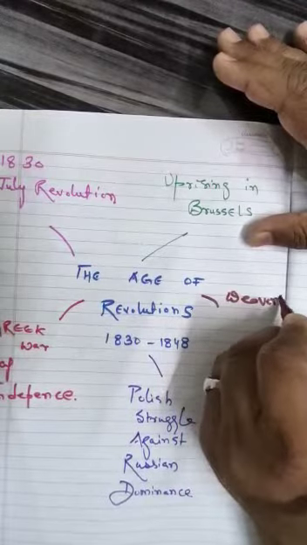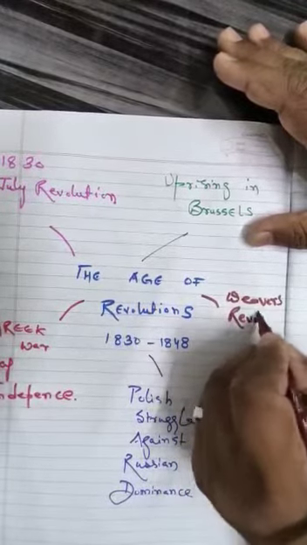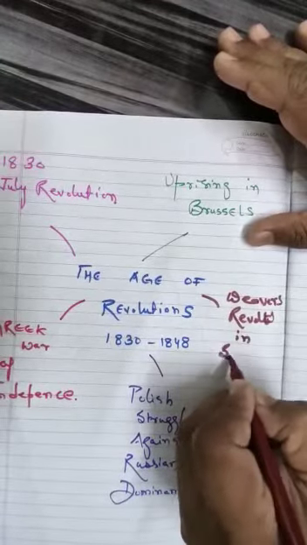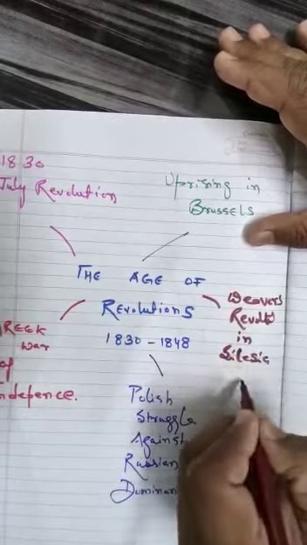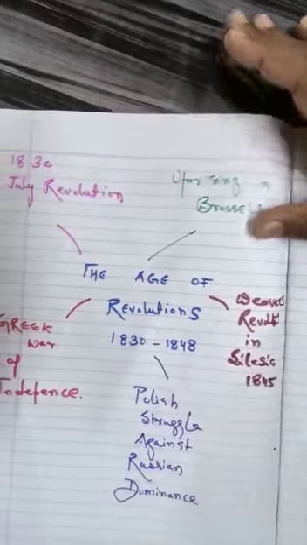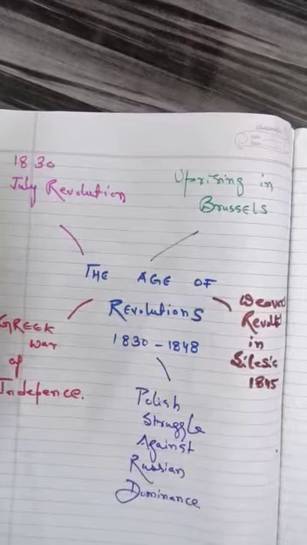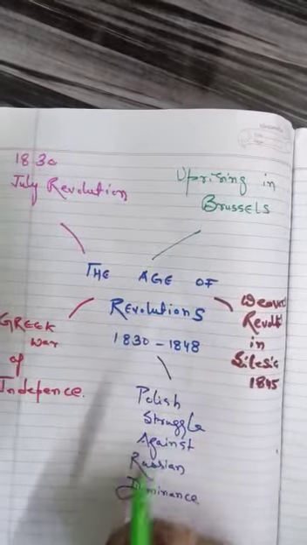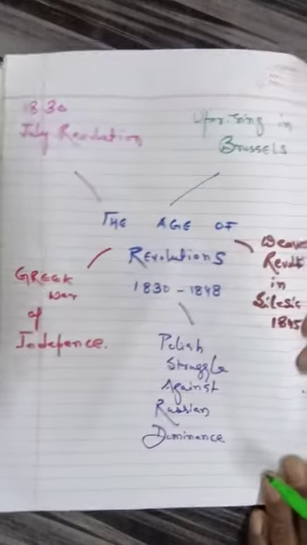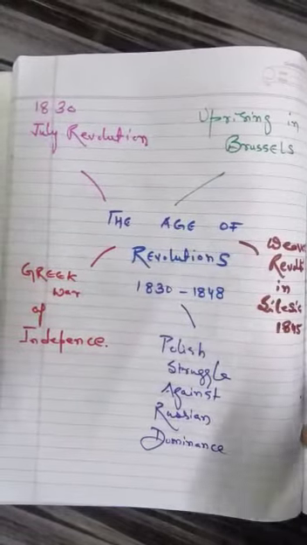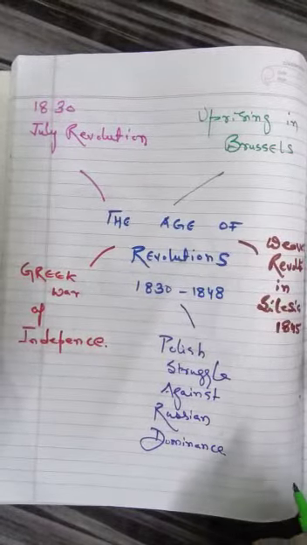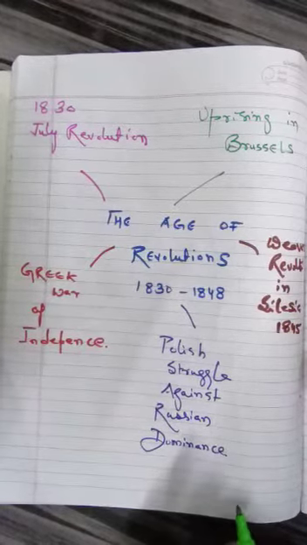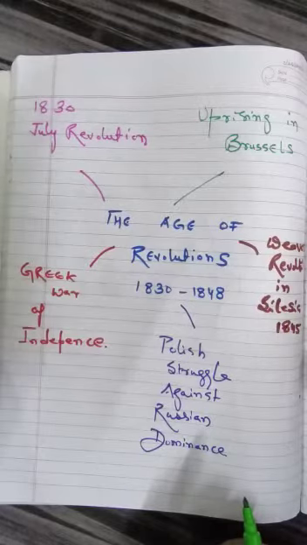Weavers' Revolt in Silesia, in 1845. The weavers in Silesia revolted against the contractors who used to give them orders for production. Later, when the weavers got to know that the payments were being reduced and they were not paid as they should be, they revolted against these contractors.